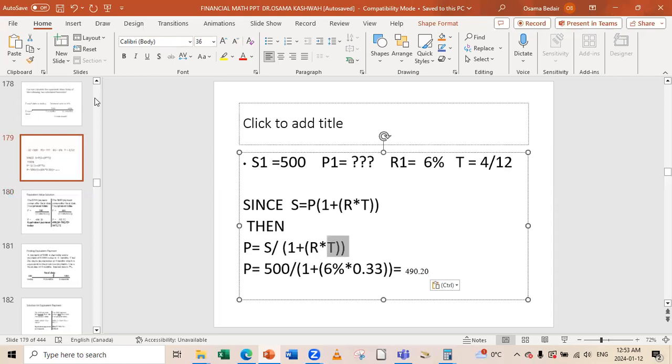Particularly, we will do the same thing right now for the second amount. So this is in dollars. Okay, so what we did is, if it is 500 after 4 months, but it's now currently at the moment, these 500 after 4 months will equal $490.20 right now.